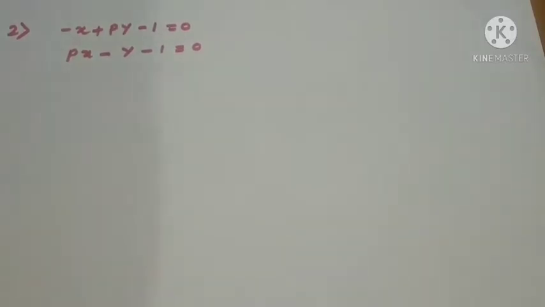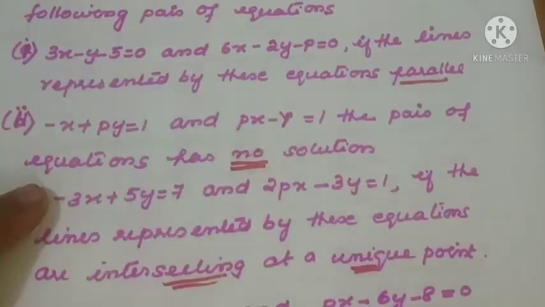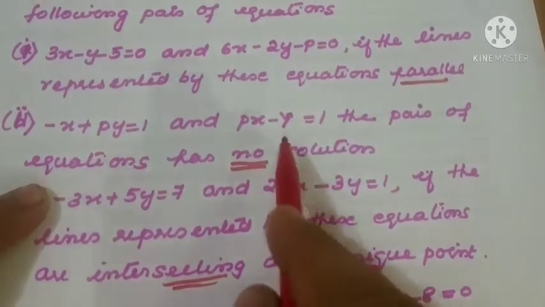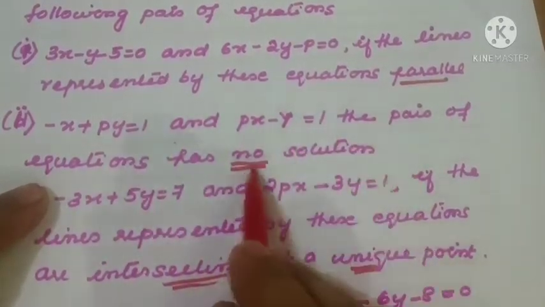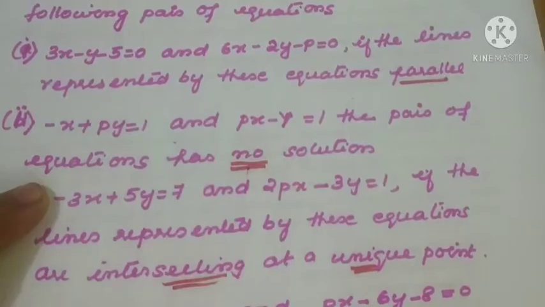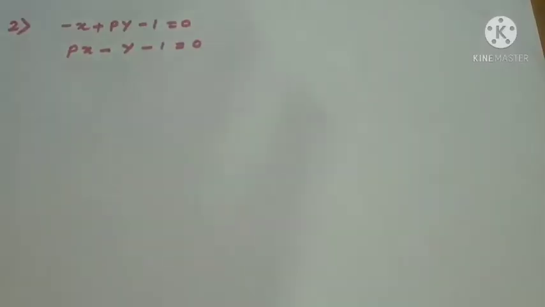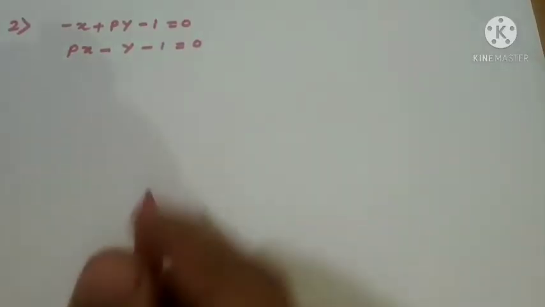Second question we have to go for now. The equations are minus x plus py minus 1 equal to 0, then px minus y minus 1 equal to 0. If you do not remember the question, the equations are the same only. This time the equation has no solution. No solution in the sense the lines are parallel. So I have written it already in the standard form.